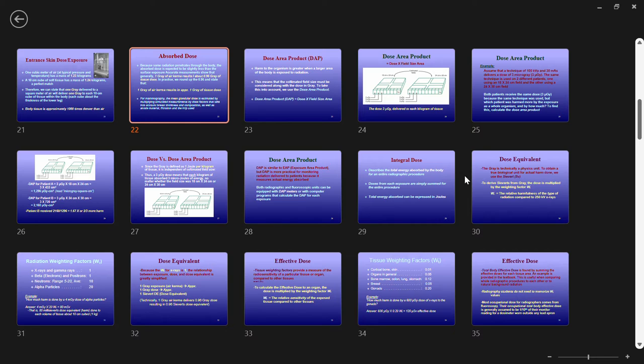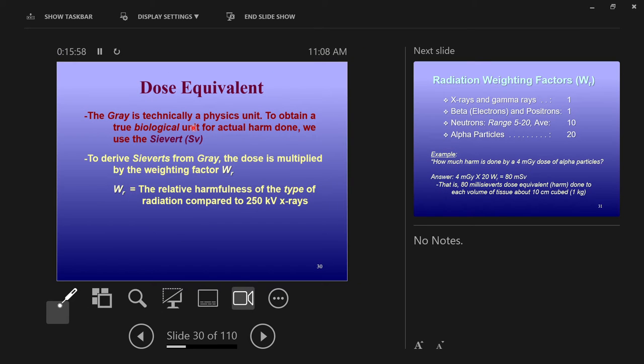Again, absorbed dose and exposure just tell you how much. It doesn't tell you what you were exposed to and what that actually means as far as what's going to happen to you. Harm, in other words. To understand harm, you have to now talk about what type of radiation you're exposed to. So we have our next unit called the dose equivalent.